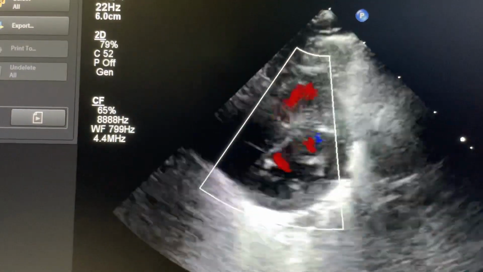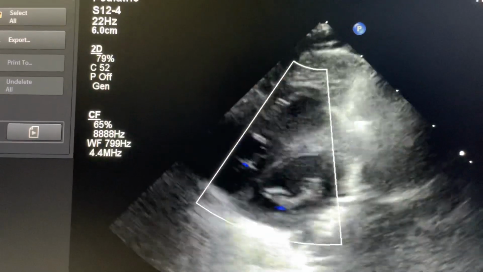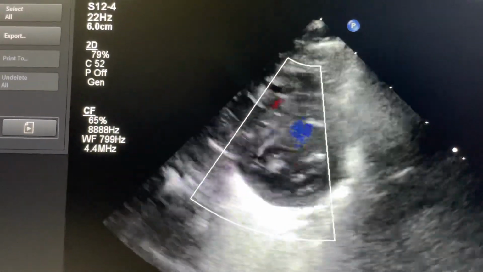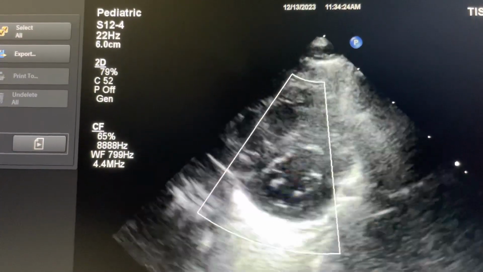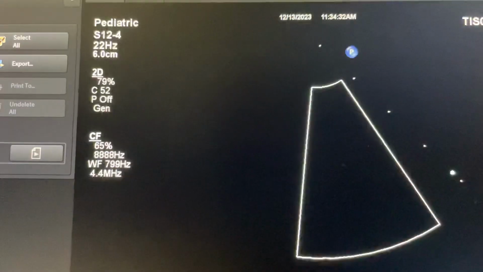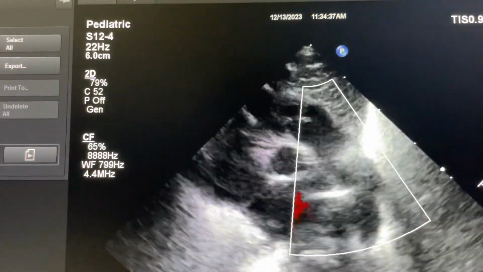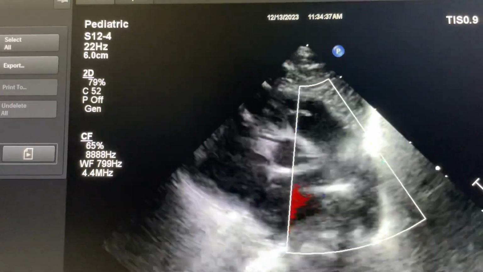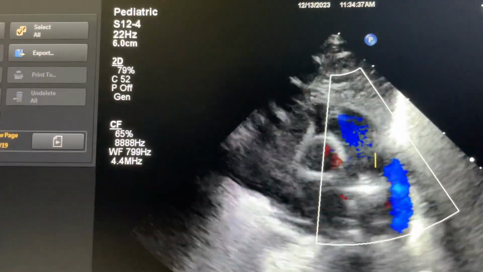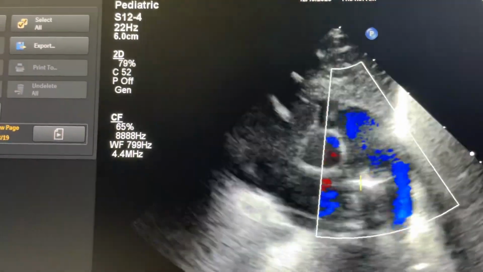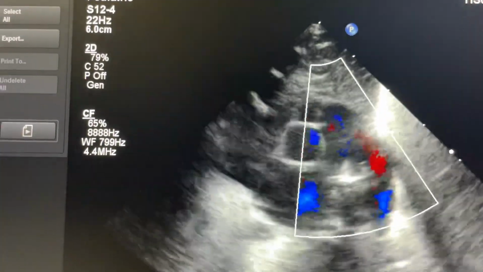In the LV, you see this LV is almost D-shaped, that indicates RVSP is quite high. RVSP has become higher in this case, that's why the LV is becoming D-shaped. You see the flow is very less and the flow is bidirectional in the PDA. This is the RPA, right pulmonary artery, this is the LPA, left pulmonary artery, and this is the PDA. So from right to left, RPA, LPA, and PDA. The PDA is the most lateral one.